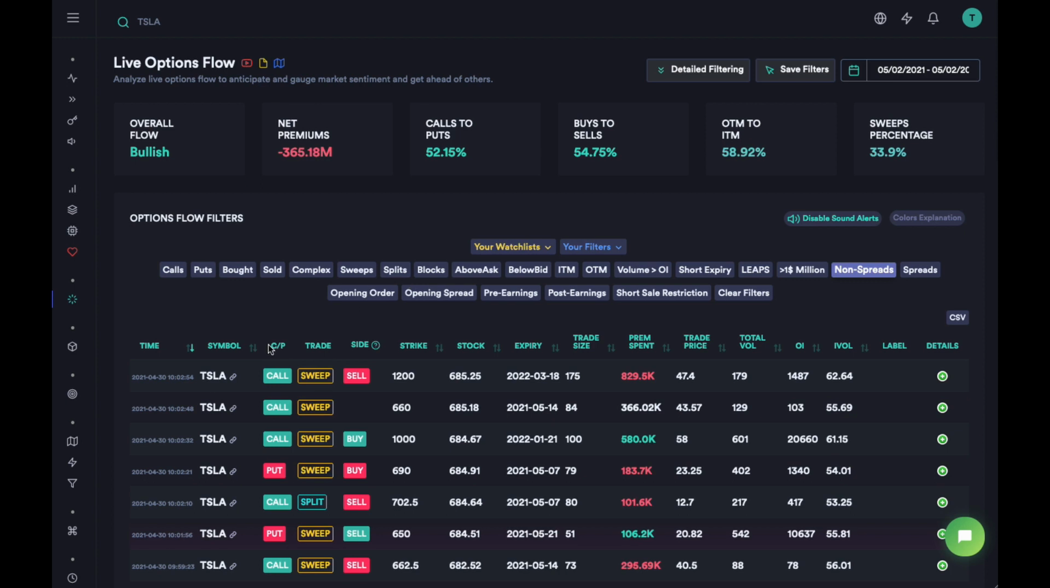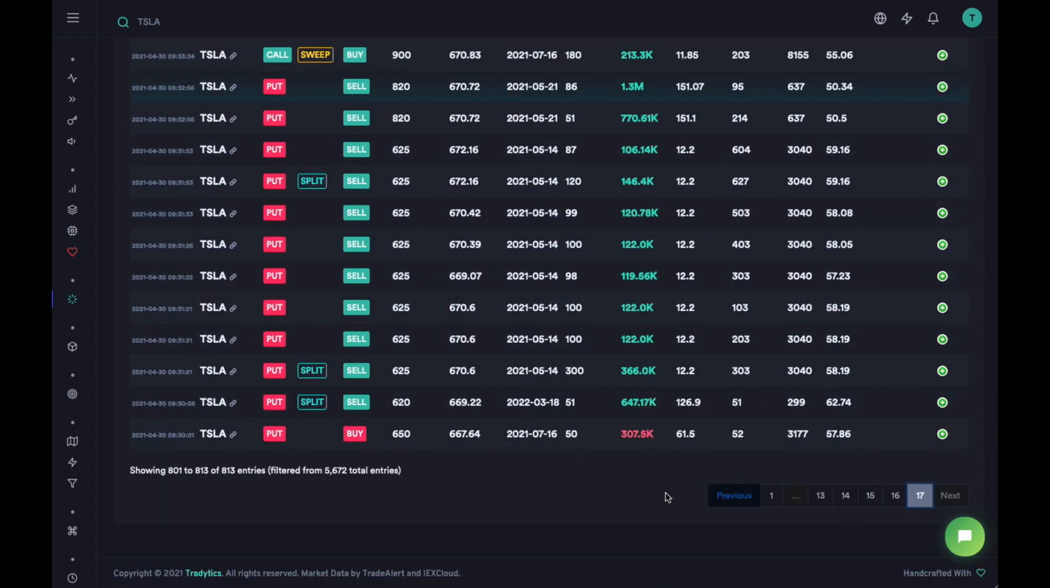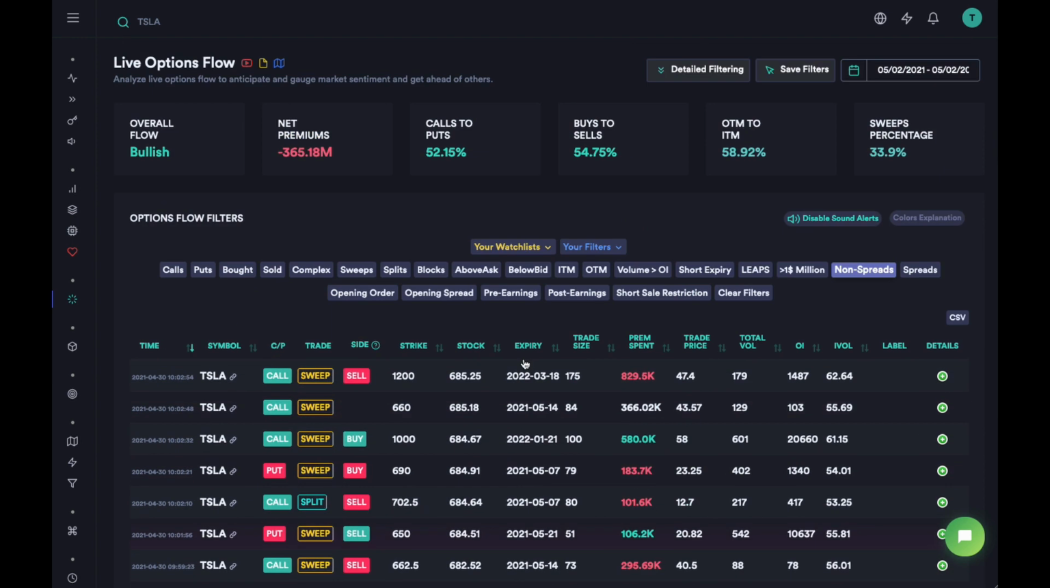So, and now we are at 10. So this was the flow from the first 30 minutes. And the price, look at where the price started. It started at 667. Look at where it is in 30 minutes. It is at 685. So we have already had about a $15 to $18 increase in the stock price.